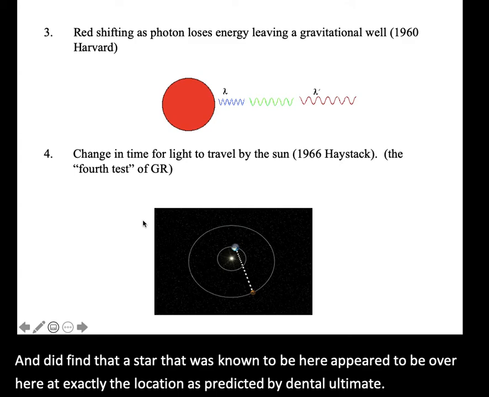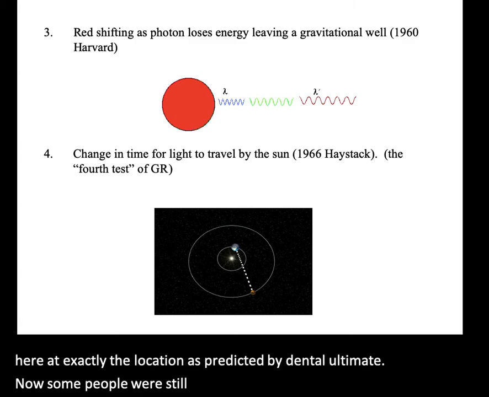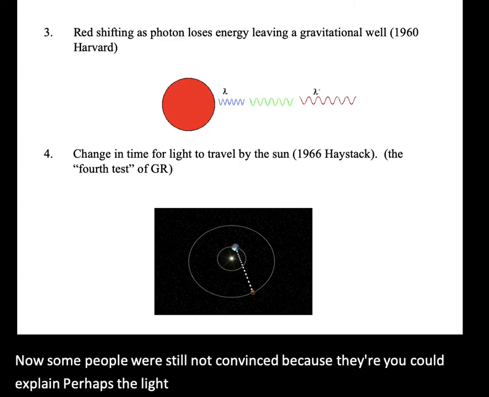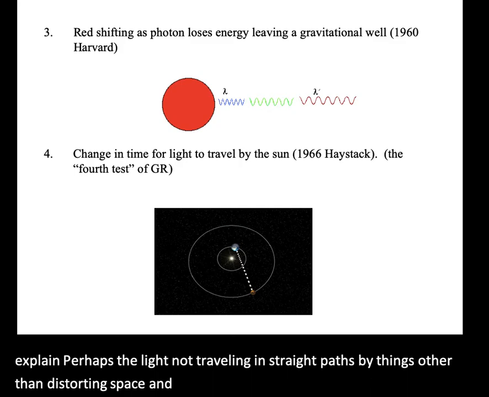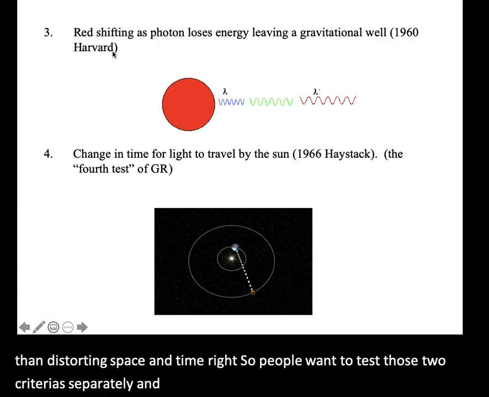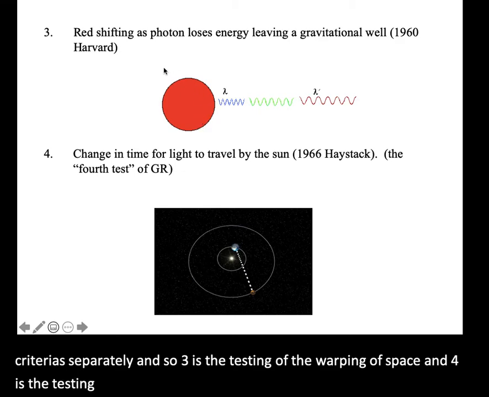Now, some people were still not convinced because they're like, well, you could explain perhaps the light not traveling in straight paths by things other than distorting space and time, right? So people wanted to test those 2 criteria separately. And so number 3 is the testing of the warping of space, and number 4 is the testing of the warping of time. So let me explain those very briefly. They both happened here locally in Massachusetts.